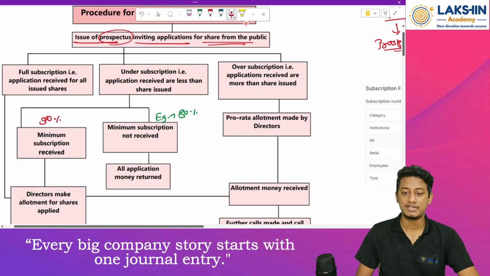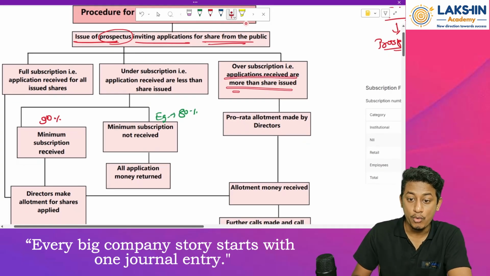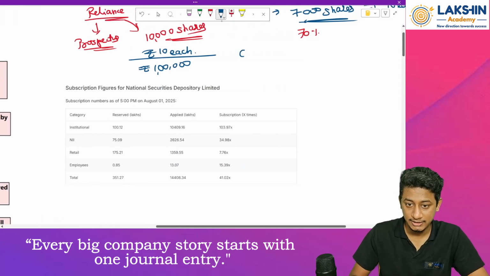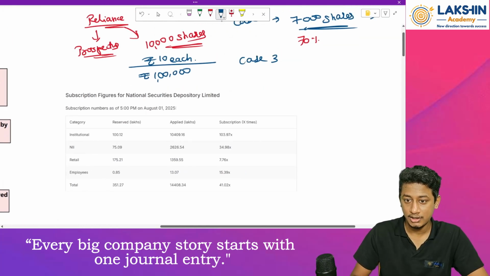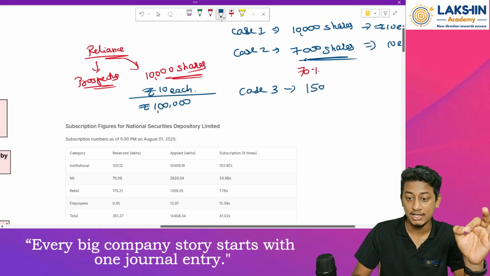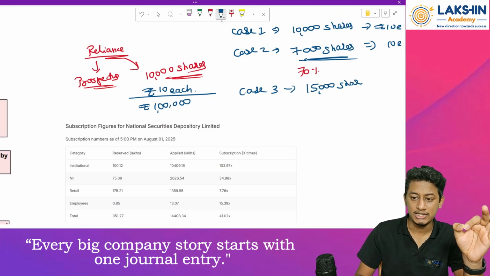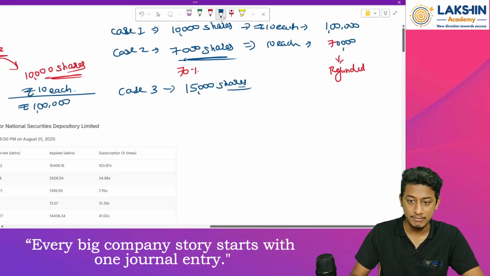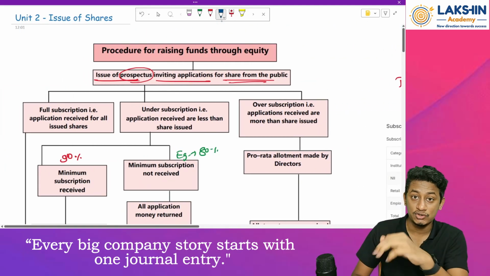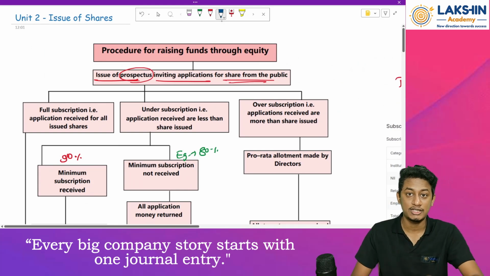Okay. Then the last part, oversubscription. Now what happens in oversubscription? Applications are received for more than the shares issued. Let us say case number 3. For 10,000 shares of issue, I have received applications for, let's say, 15,000 shares. It can happen because a company is in too much demand. In that case, people will try to get more and more shares of the company. So they put in applications for more shares than whatever is issued.